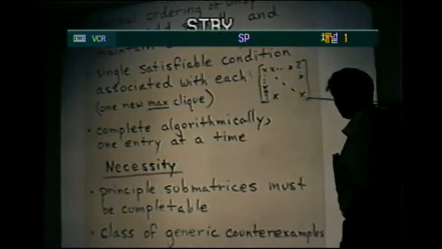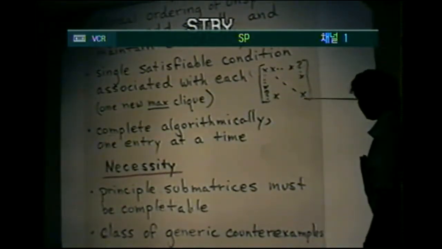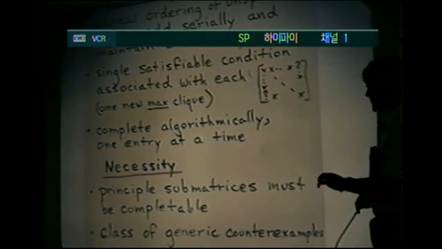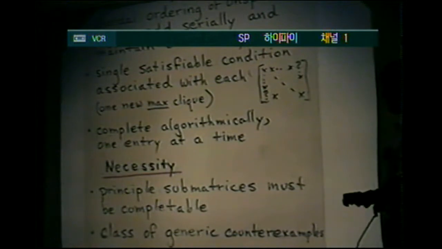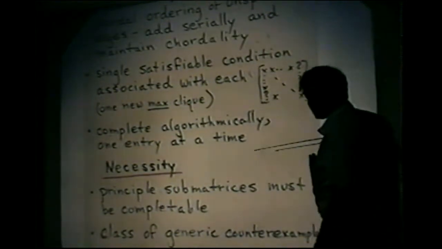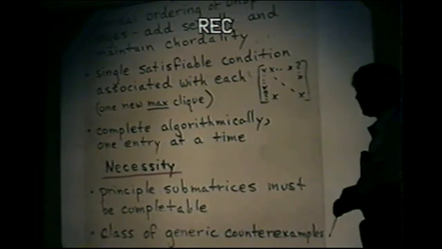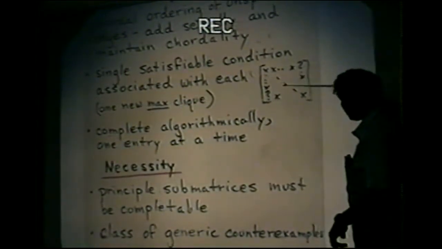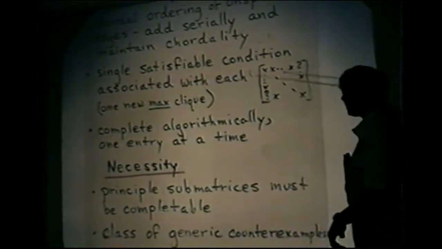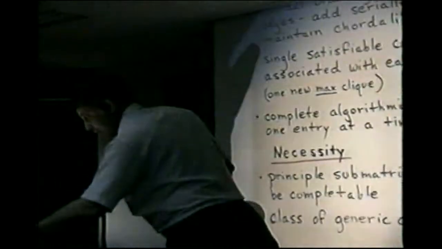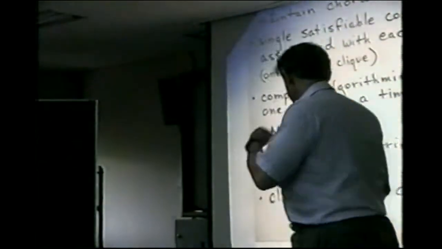Each time will only require me to solve a problem like this in order to say partial positive definite, then I know that I can do so. And so now I can complete algorithmically one entry at a time by picking the right order, solving a simple problem, and then continuing. Okay? So that's sort of a computer science proof, if you will, that chordality is sufficient.